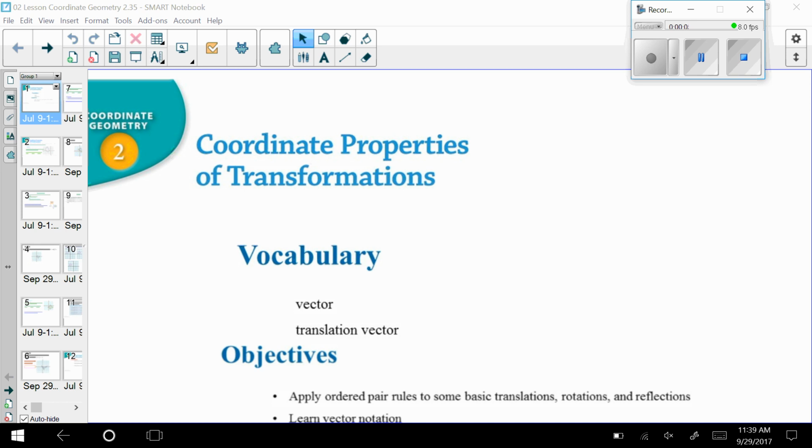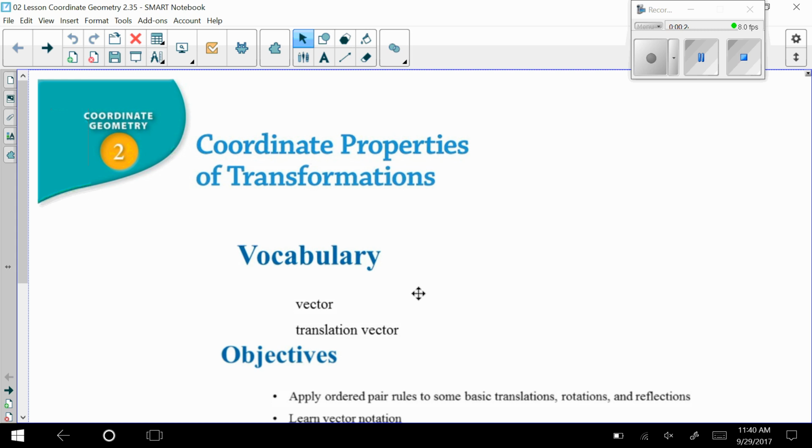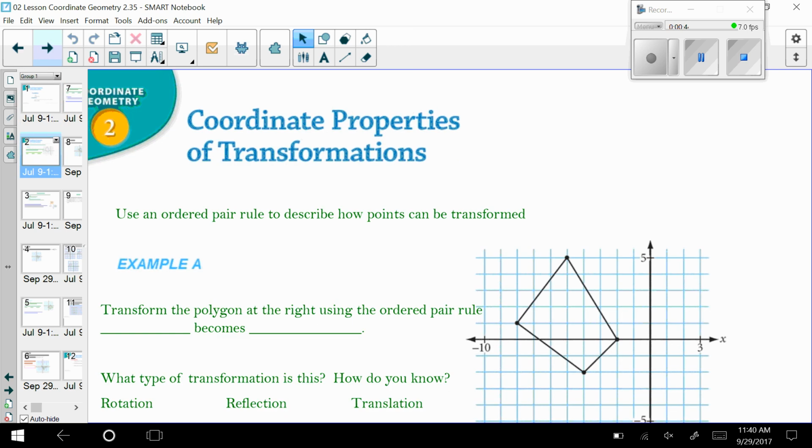This is a supplementary lesson for coordinate properties of transformations, and it stems from the transformations that we talked about earlier, but we're working specifically on a coordinate plane now. So we have a few key vocab terms, some that we've already talked about. One is vector and one is translation vector, and we'll talk about both of these in the lesson. So in this lesson, our goal is to apply ordered pair rules to some basic translations, rotations, and reflections, and learn about vector notation. So how we actually write our vectors.